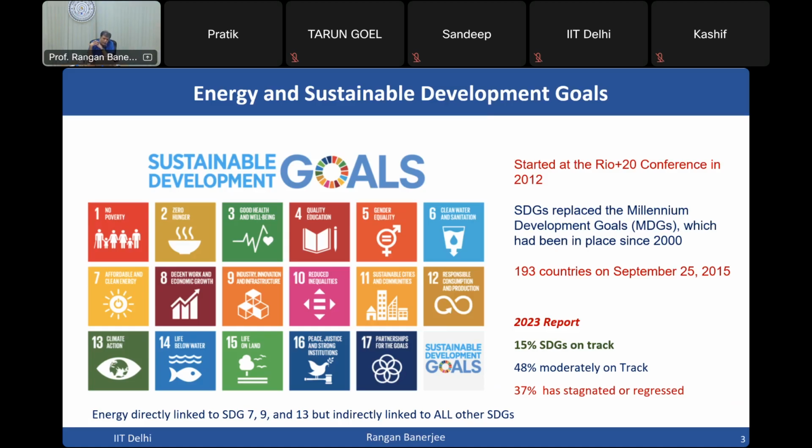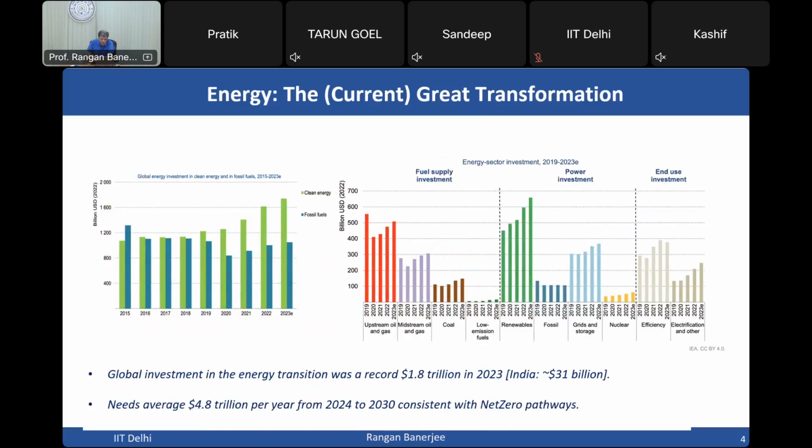Also, having cheap and sustainable energy is important for decent work and economic growth, and for industry, innovation and infrastructure. It is also related to climate action very directly, but it's also indirectly related to all other sustainable development goals. The interesting thing is the recent report on the SDGs shows that only about 15% are on track, and many have actually not gone the way they should.